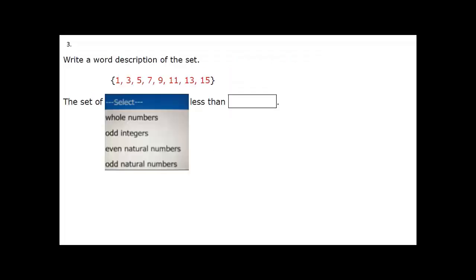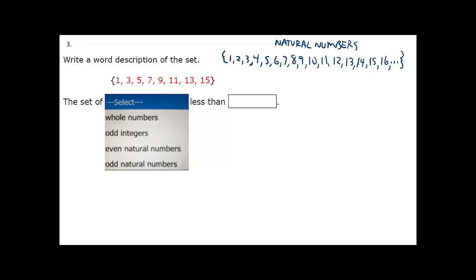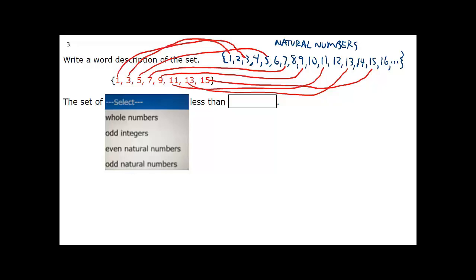Number 3. Write a word description of the set. And this set is a set containing 1, 3, 5, 7, 9, 11, 13, and 15. It looks like the counting numbers, except that we're skipping all the evens. So if you're looking at the counting or natural numbers, it's only the odd ones. So I would choose odd natural numbers. And then we stop at 15.